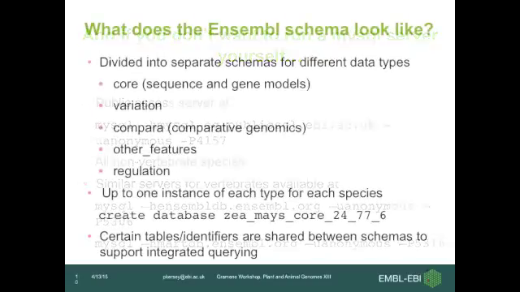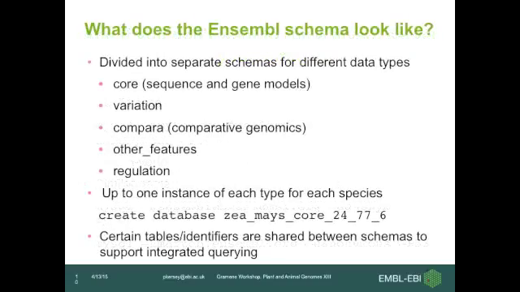So what does our schema actually look like? Well, as I said, we tend to produce a different schema for each data type we have. So we have separate schemas for our core data, which really means DNA sequence and associated gene models, but also for variation, for comparative genomics, for other features which are alignments or alternative gene models, and for regulatory features.